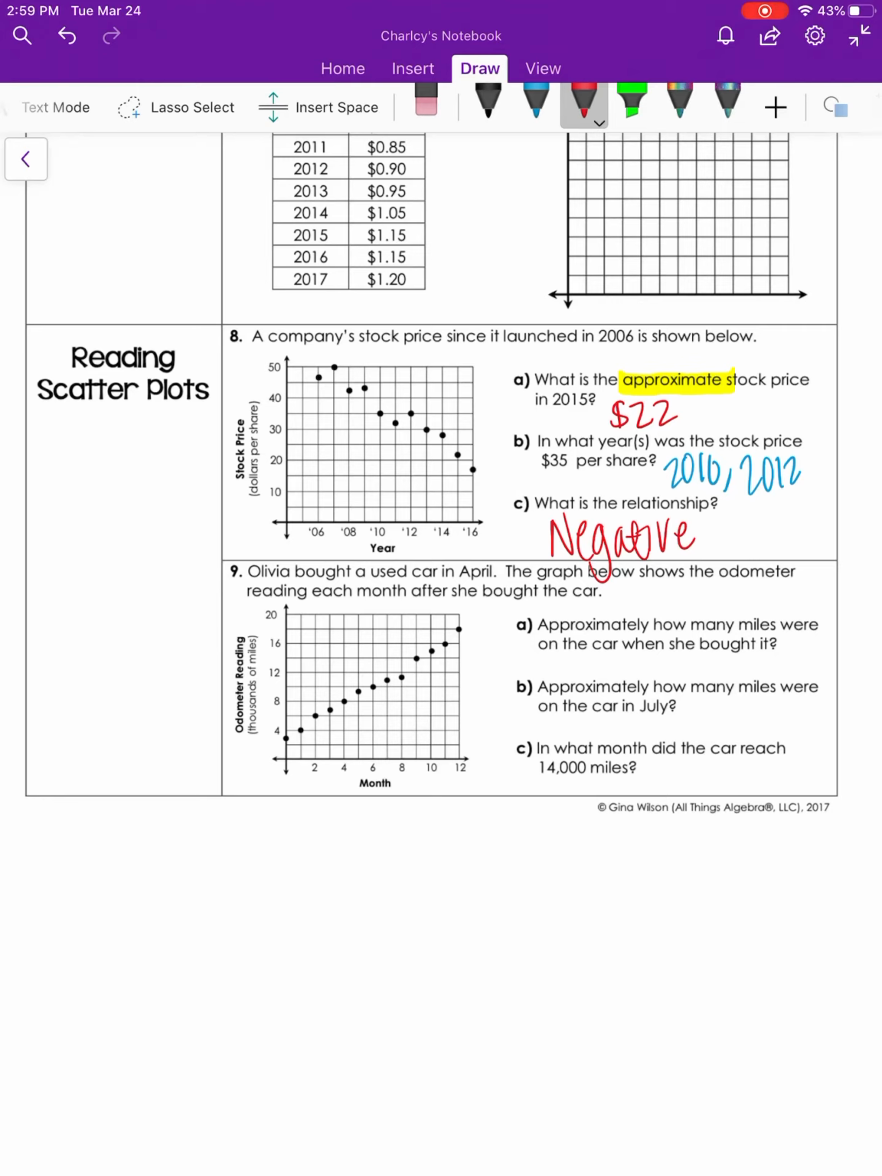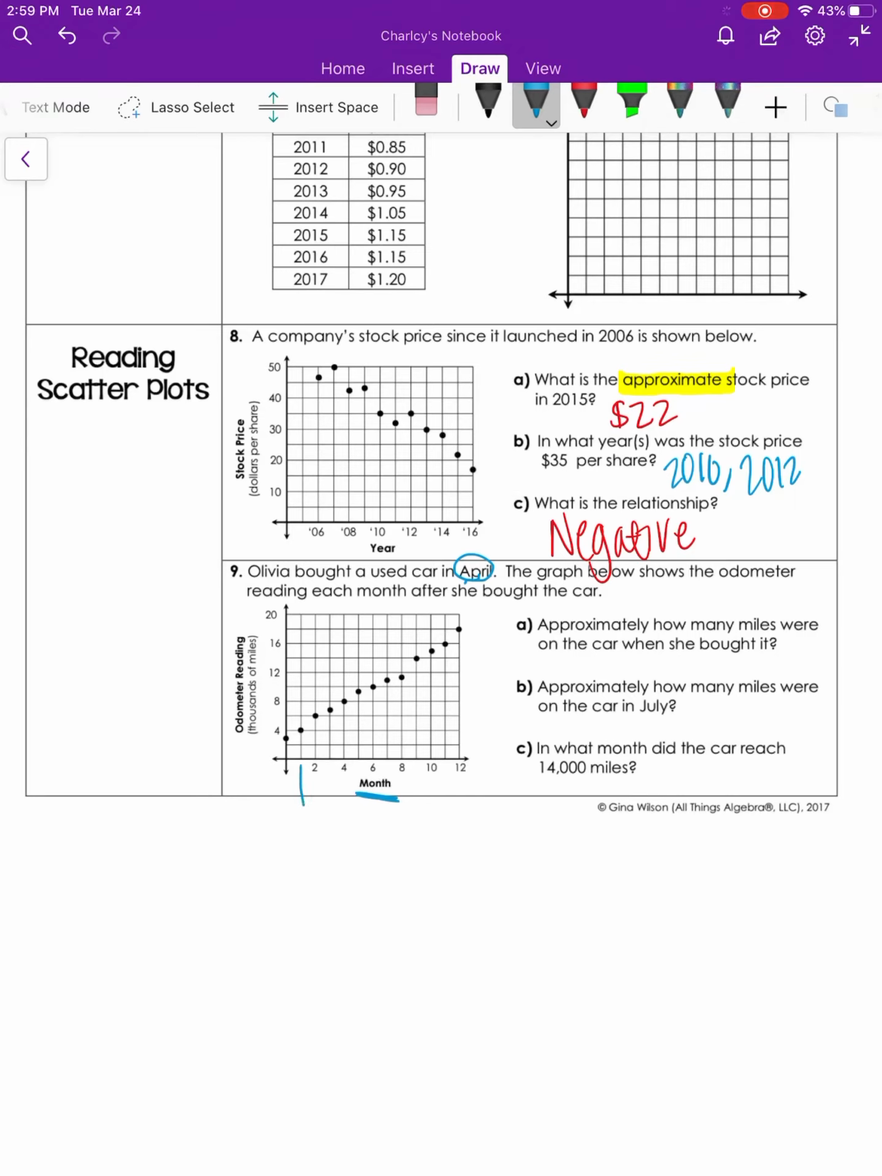All right, let's go to number 9. Olivia bought a used car in April. The graph below shows the odometer reading each month after she bought the car. All right, now before we start on this problem, I want to make a point of something. Notice that they say she bought a used car in April, okay? Then I want you to look at your graph. Before we even look at the questions, let's look at our graph. Notice that they have months down here on the x-axis, and they've numbered those months, okay?